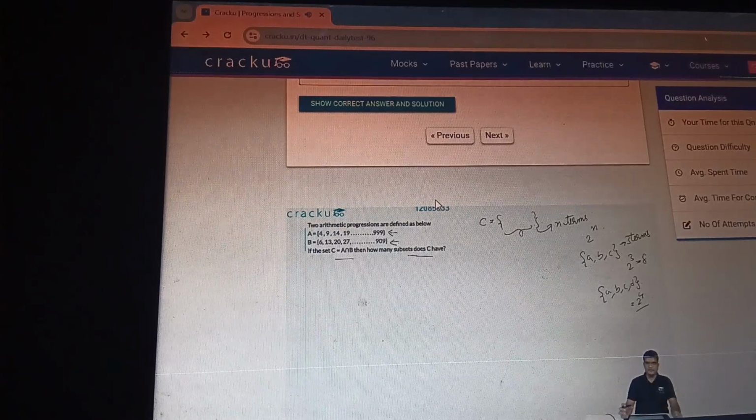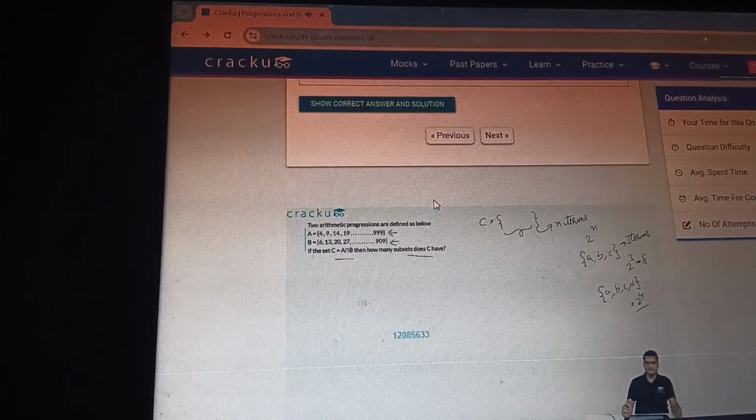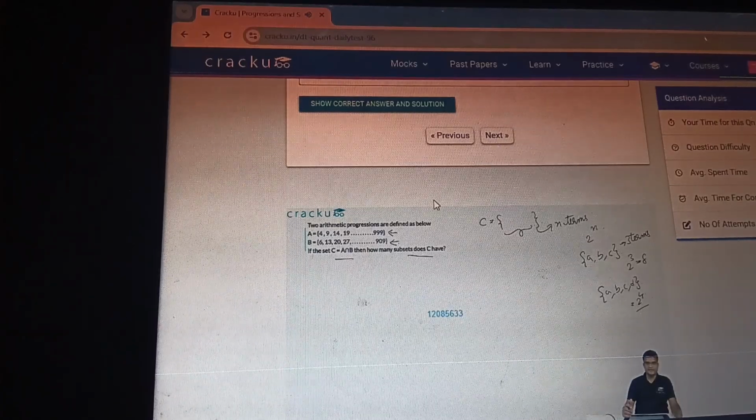Now, how do we find out the number of terms which are common to A and B? The most important thing to do is find out the first term which is common between A and B. To do that, the easiest way is first write down the first few terms of A, find out the first few terms of B, and then find out the first term which is common between A and B.